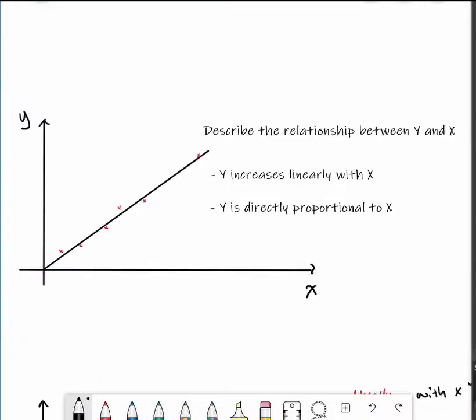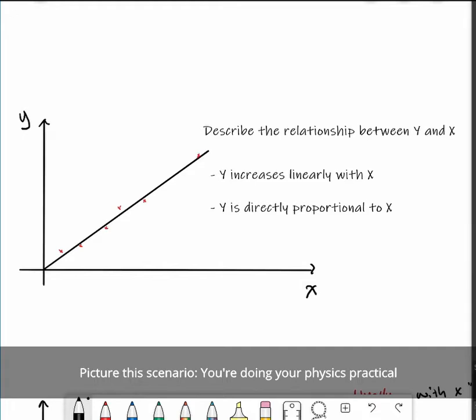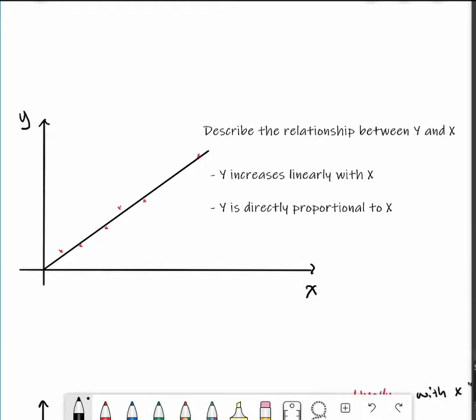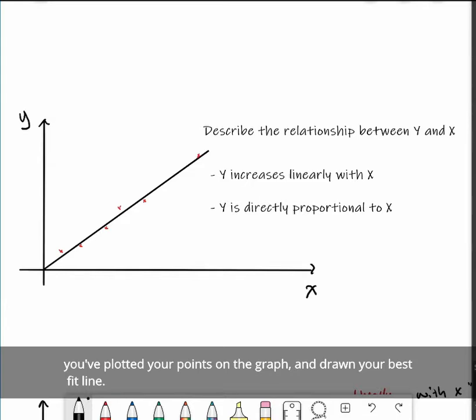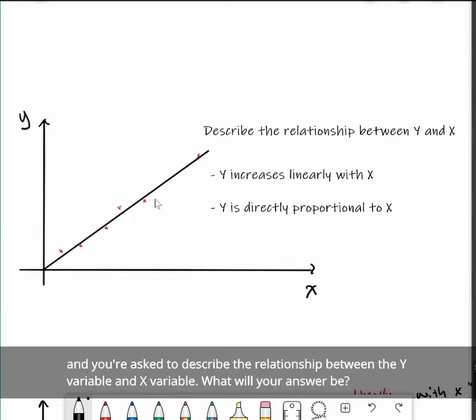Okay, so picture this scenario. Let's say you're doing your physics practical. You've already plotted out your points very nicely on the graph, like this, and you have drawn your best fit line. And then the next part of the question asks you to describe the relationship between your y-axis and your x-axis, whatever it may be. So what are your choices?